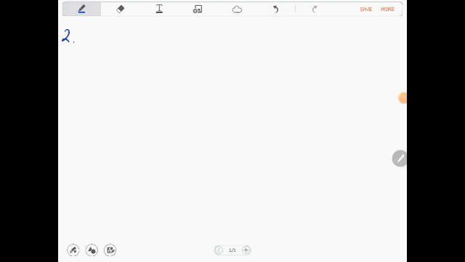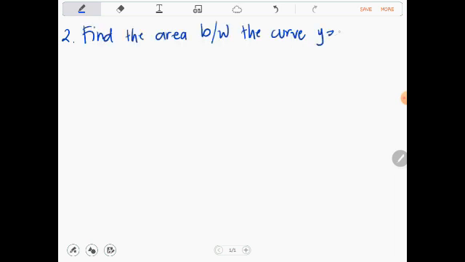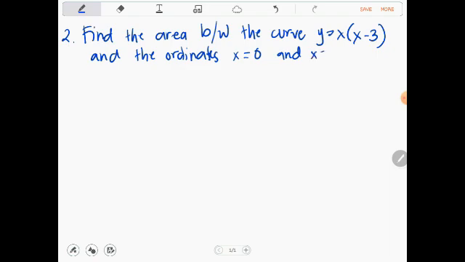Number 2. Find the area between the curve y is equals x multiplied by the quantity x minus 3 and the ordinates. So, dito naman sa next problem na ito, binigay yung ordinates niya. Wherein our x is equals to 0 and another x is equals to 5. So, for our solution, if we set y is equals to 0, kailangan iset natin yung y into 0. So, this will give us 0 is equals to x multiplied by quantity x minus 3. And so, x is equals to 3.